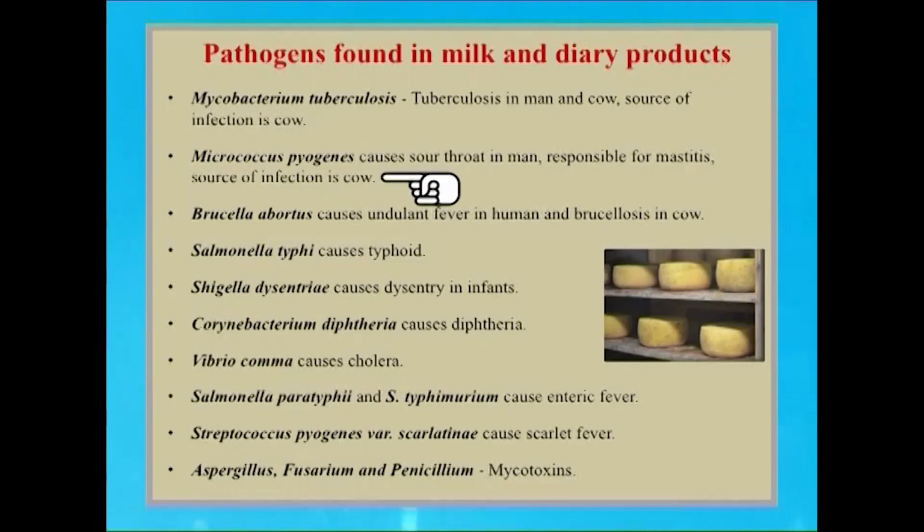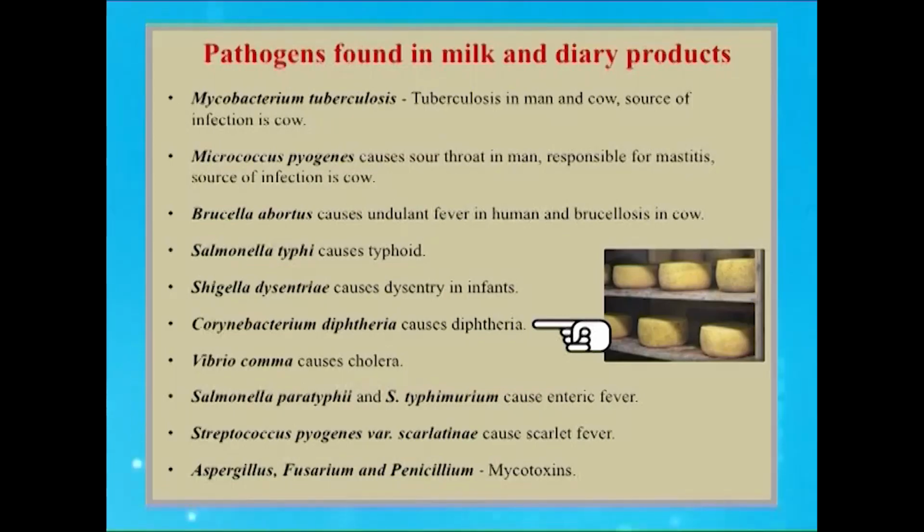Micrococcus pyogenes. This is a pathogenic microorganism which can cause sore throat in man. This is again coming from the cow. Brucella abortus, which causes undulant fever in humans and brucellosis in cows. Salmonella typhi, causal organism of typhoid. Shigella dysenteriae causes dysentery in infants.